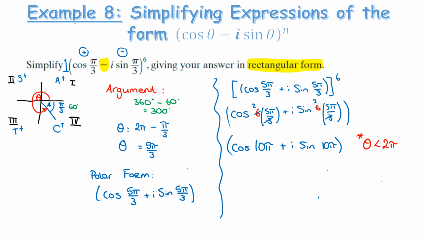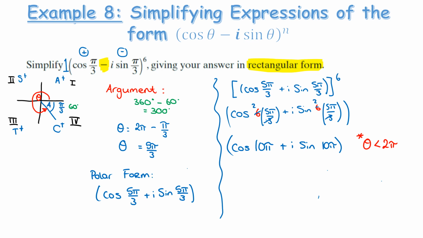If you want to convert that, that is a multiple of 2 pi, so that means it will be equivalent to 2 pi, and that means 10 pi is actually the same as 0. So cos 0 plus i sine 0, and you can work it that way.